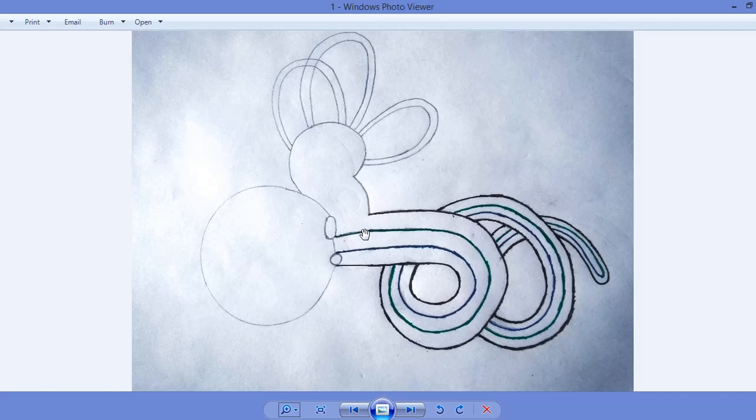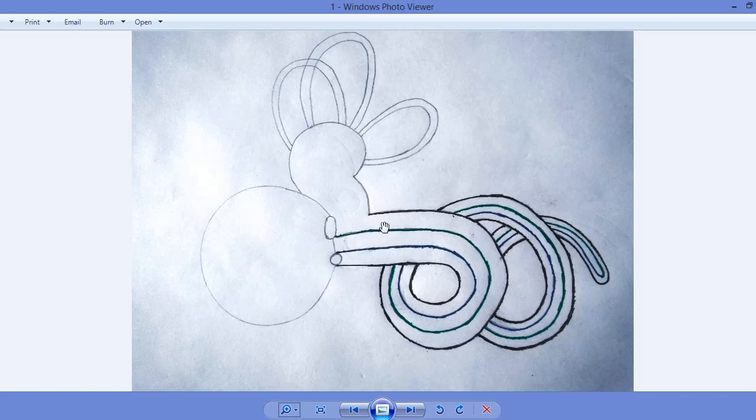Now coming towards the membranes. This green membrane is called the vestibular membrane. The vestibular membrane separates the scala vestibuli from the scala media. This blue membrane is called the basilar membrane. The basilar membrane separates the scala media from the scala tympani.